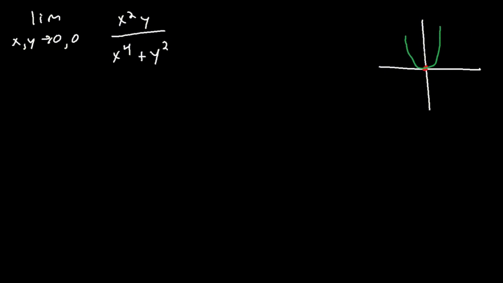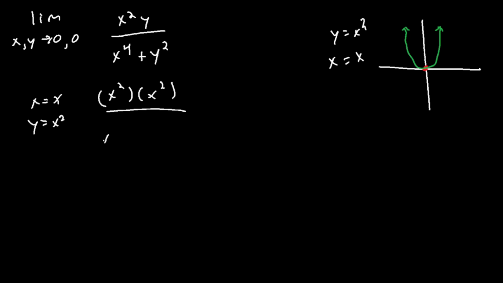I'm trying to draw a parabola here. So we're approaching this point with the parabola, and y is equal to x squared here, and x is just equal to x. So x can just vary along this value. And if you do that, x is equal to x, y is equal to x squared, what happens? Well, you substitute y with x squared. X stays the same, but you substitute y with x squared, and you get this.